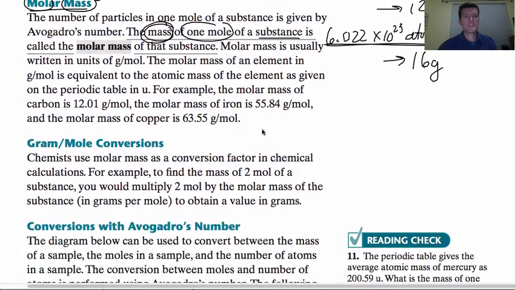Okay? So the molar mass of iron is a different value. It's a certain number of grams per mole. The molar mass of copper, 6.022 times 10 to the 23rd atoms of copper, are going to have a mass of 63.55 grams per mole. Okay?